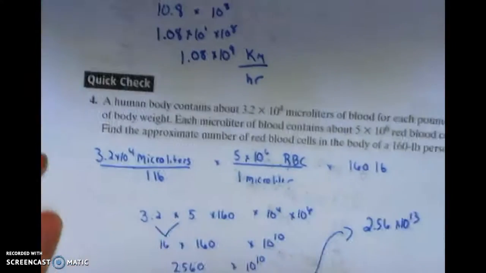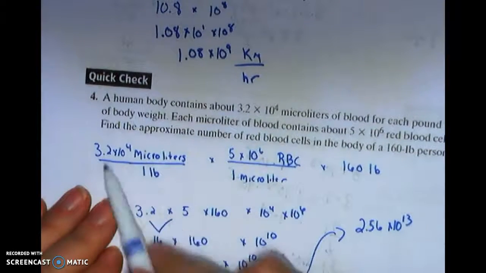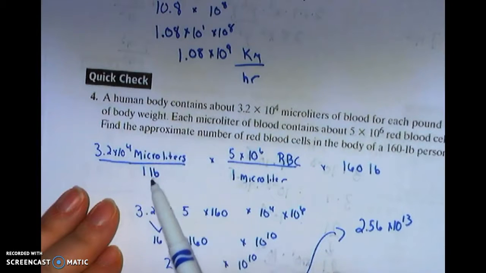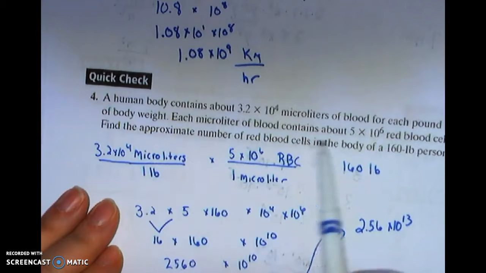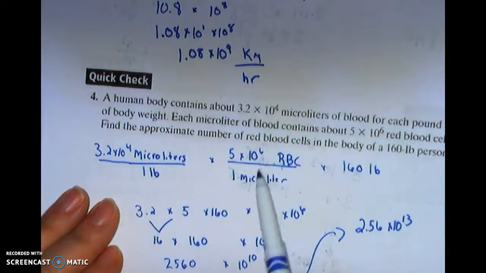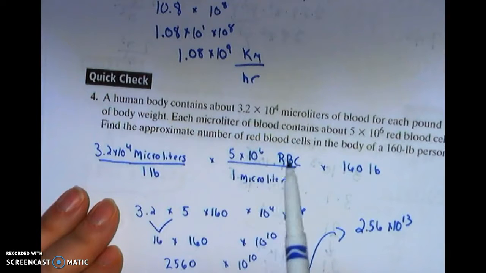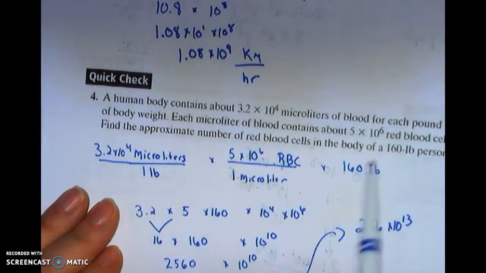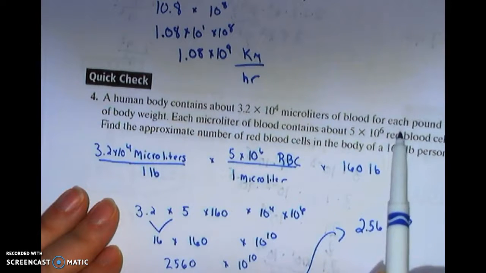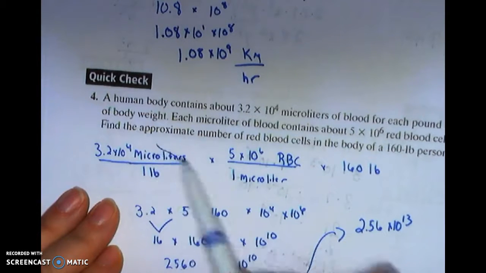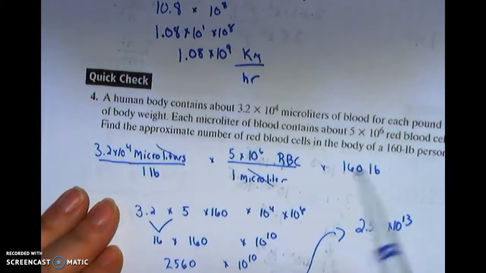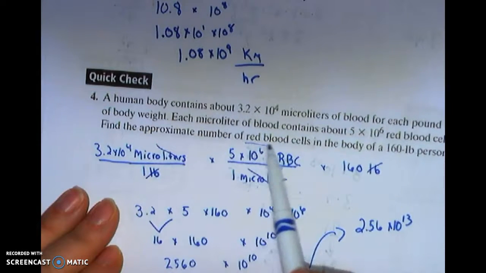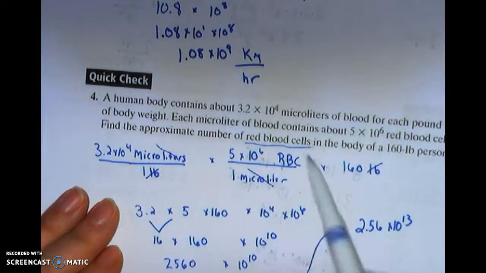Notice what I did here is I set up my problem. This is what I'm starting with. Microliters per pound. Okay? And then they give me enough information here. I know there's 5 times 10 to the 6th red blood cells in 1 microliter, and that the person weighs 160 pounds. So my microliters will cancel out, and my pounds will cancel out. And the question asked how many RBCs, right? Well, that's the only unit that's left.